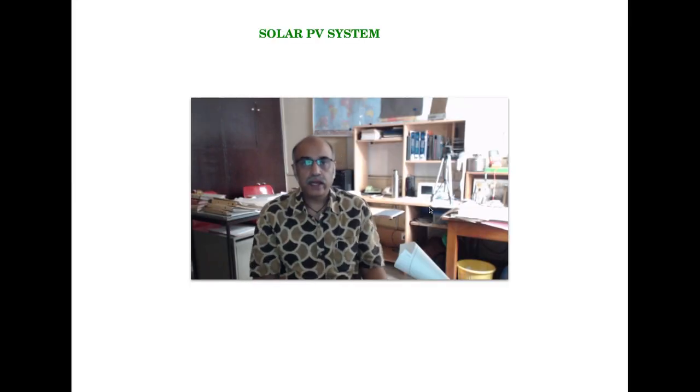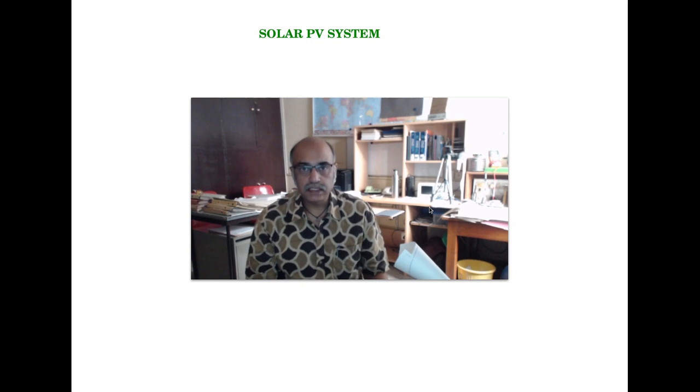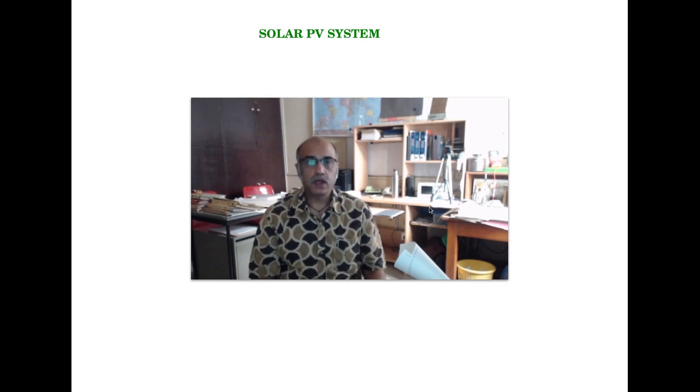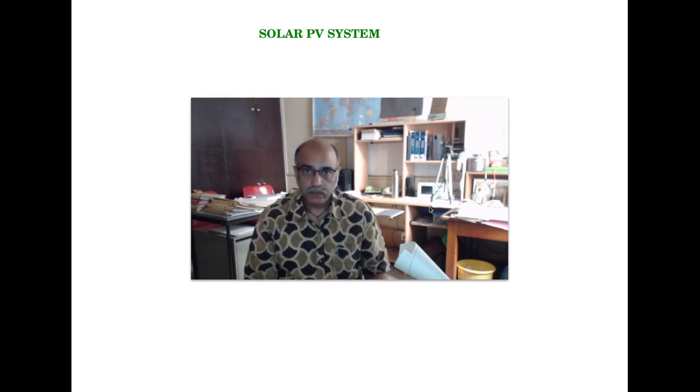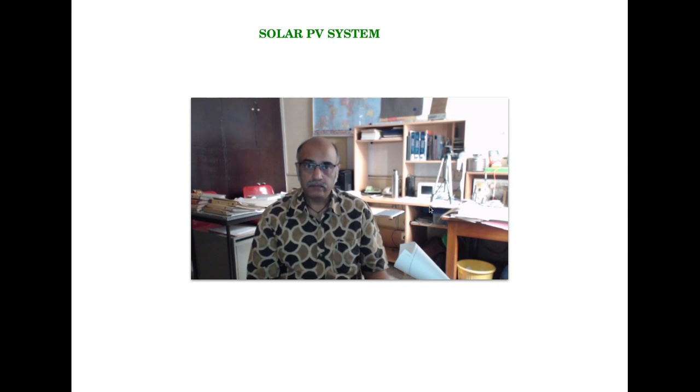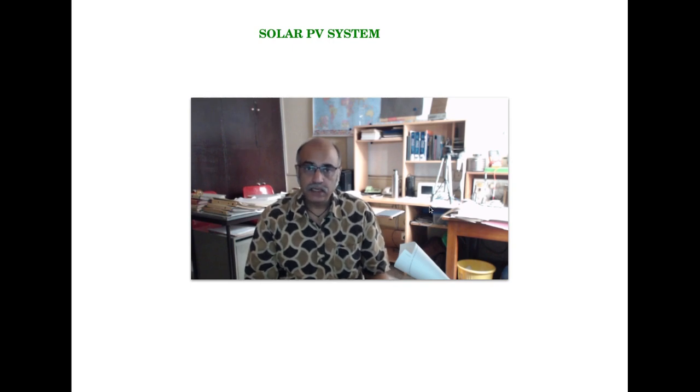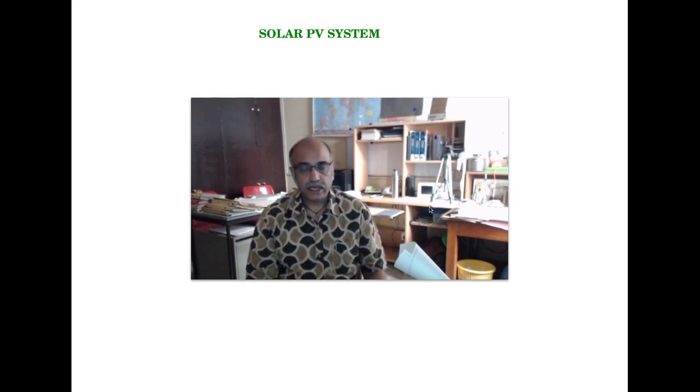Let us look at a solar photovoltaic system. A full-fledged solar photovoltaic system contains many parts. The photovoltaic modules, power converters, and power converters for energy storage, the storage mechanisms, and the loads themselves are important aspects in any solar photovoltaic system.